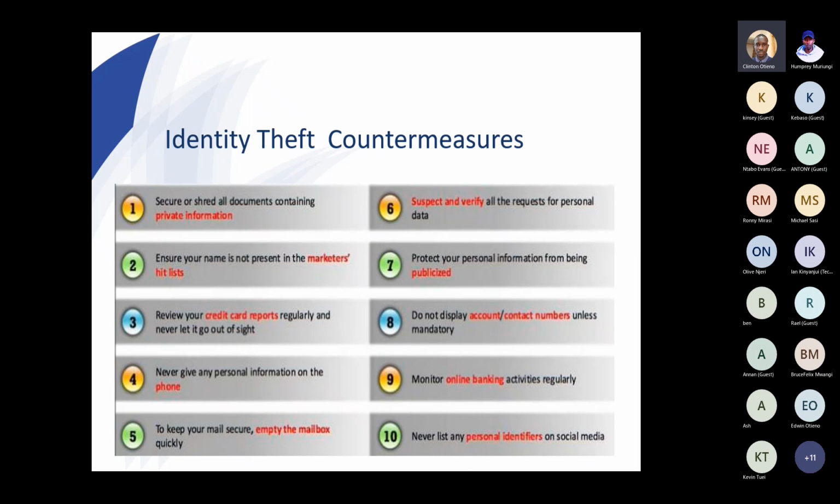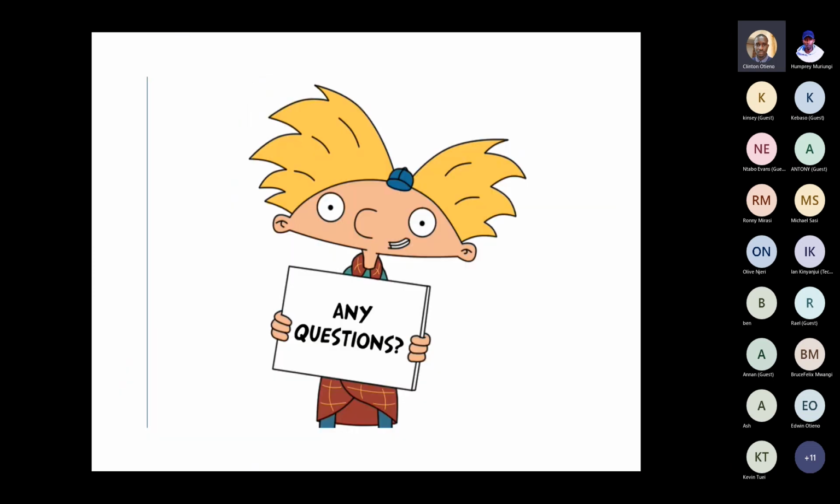So we have the identity theft countermeasures. These are the countermeasures that we should take. Secure or shred all documents containing private information. Backup is also one way that most organizations use to secure their data. Review your credit card reports regularly and never let your card go out of sight. So these are some of the measures that we take to control identity theft.